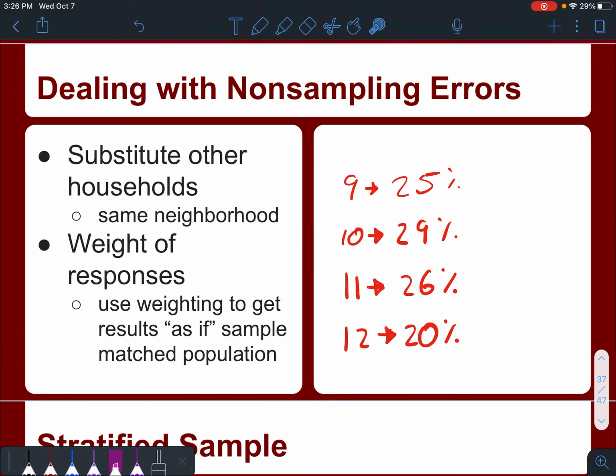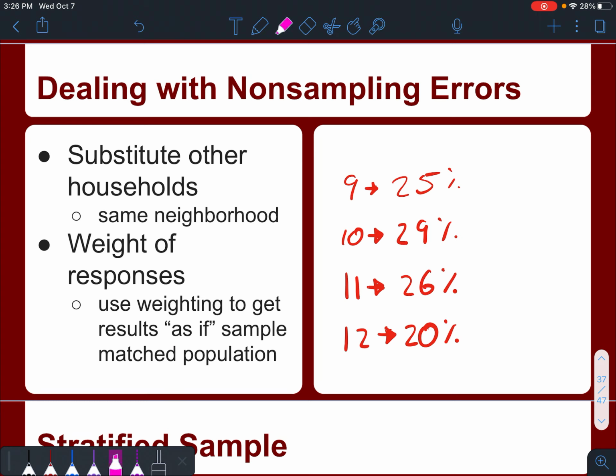Dealing with non-sampling errors, you substitute other households in the same neighborhood. So say you're doing a survey where you have addresses. That's where you're getting your survey list from, public information. You go in and you can't get somebody to answer their door, so you randomly select another house in the same neighborhood. You could also weight responses, so use the weighting to get results as if the sample matched the population.